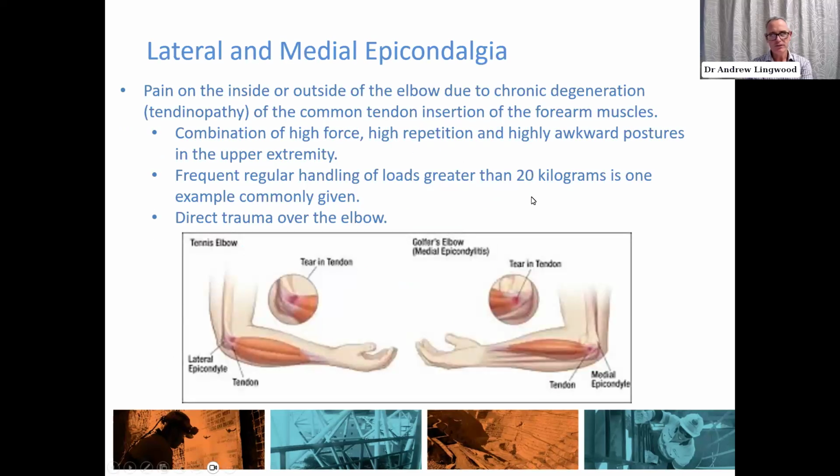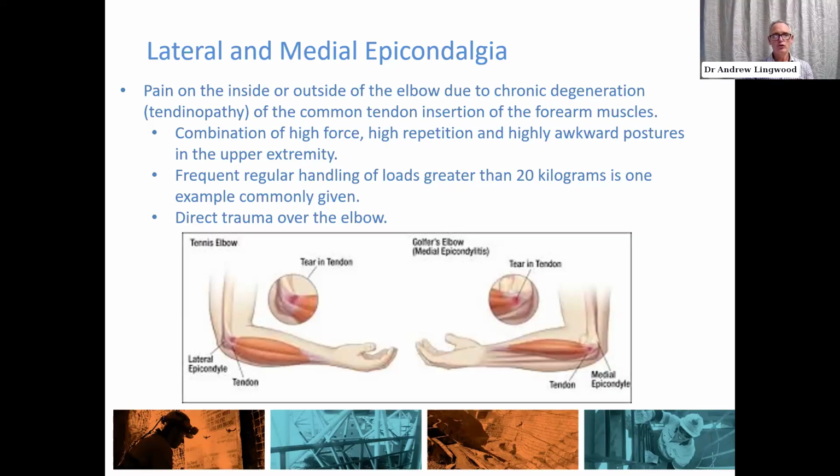So, moving up the arm a little bit to lateral and medial epicondylalgia. Now, a bit of nomenclature to talk about here. I am talking about tennis elbow and golfer's elbow here, and these conditions go by a lot of different names. So tennis elbow, which is the pain on the outside of the elbow, the thumb side of the elbow, is sometimes known as lateral epicondylitis or common extensor origin tendinosis or lateral epicondylalgia, or medial epicondylitis, golfer's elbow, which is pain on the inside of the elbow, also known as common flexor origin tendinopathy or medial epicondylalgia.